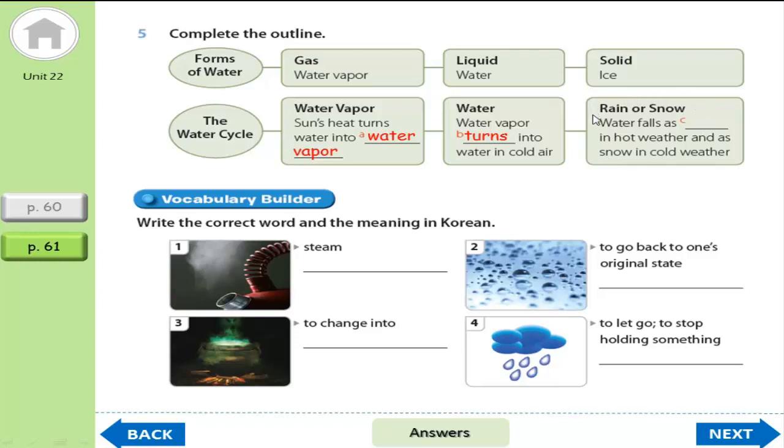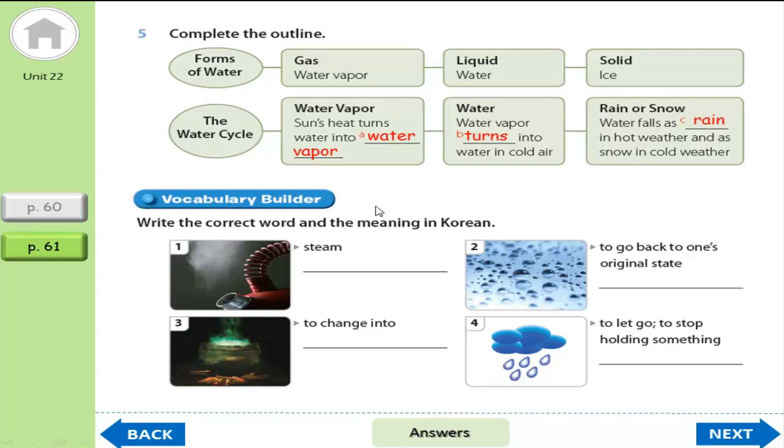Now the outline about rain and snow. Water falls as rain in hot weather and as snow in cold weather. So what is your answer here? Water falls as rain in hot weather and as snow in cold weather. So what word should we write in here? Okay.